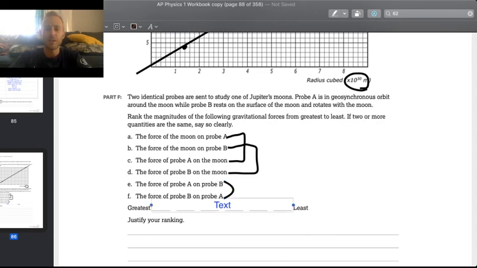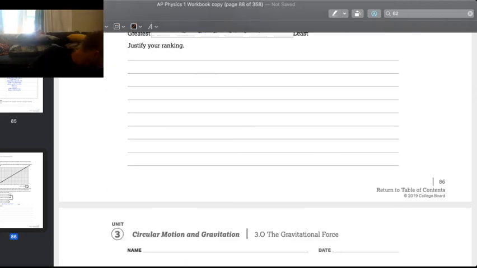So if I type it out, I have B equals D. Those two are the greatest. Those are greater than A and C, which are equal to each other. And then those are greater than E and F. So that would be my ranking, and I explained it while I was doing it. Okay.